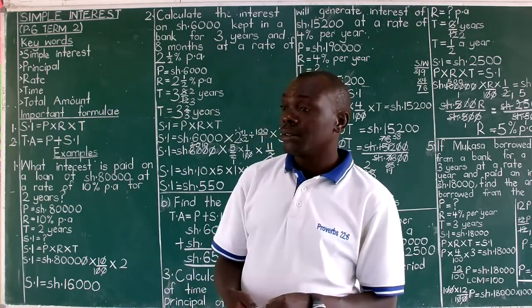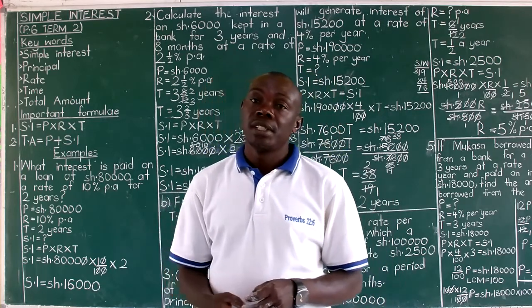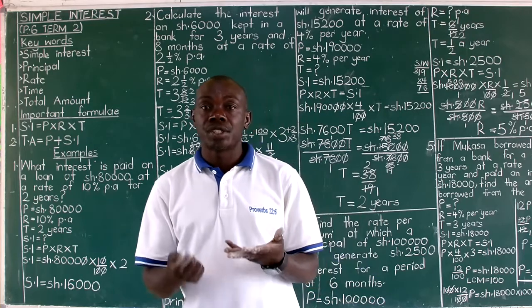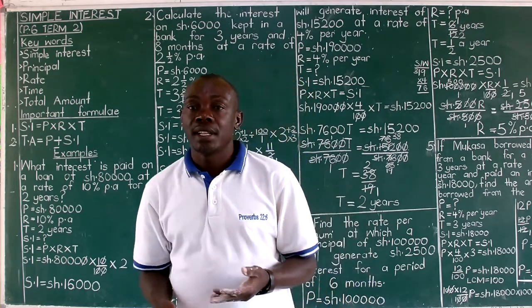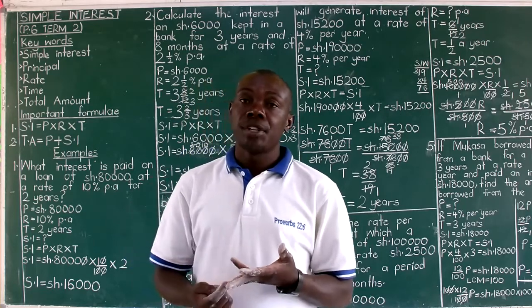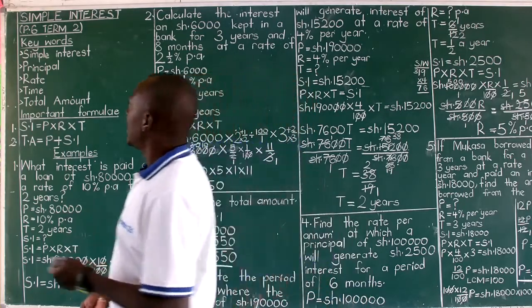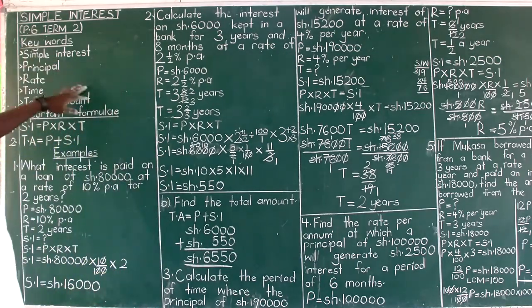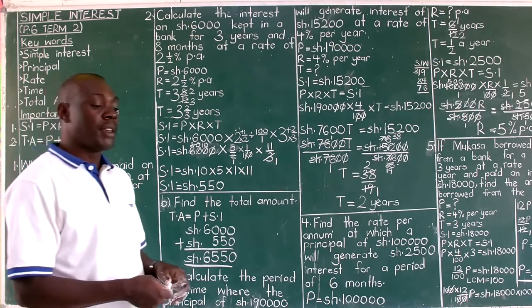And now, majorly, we shall look at 5 terms, that is simple interest, principal, rate, time, and total amount. As they are here, this is term 2, we shall look at simple interest, principal, rate, time, and total amount. The first thing is describing them.